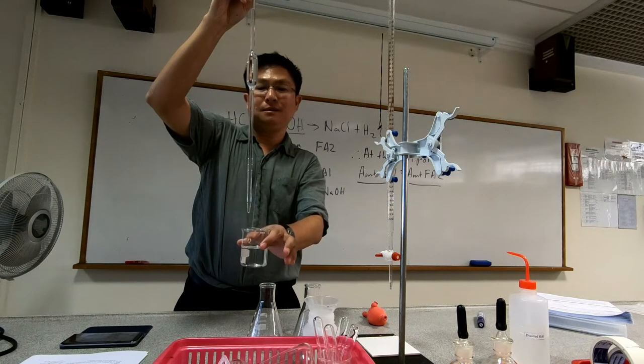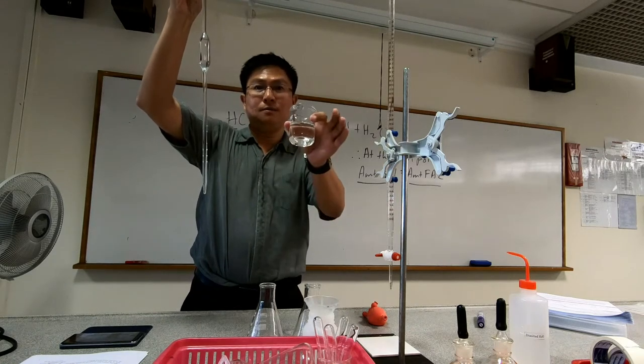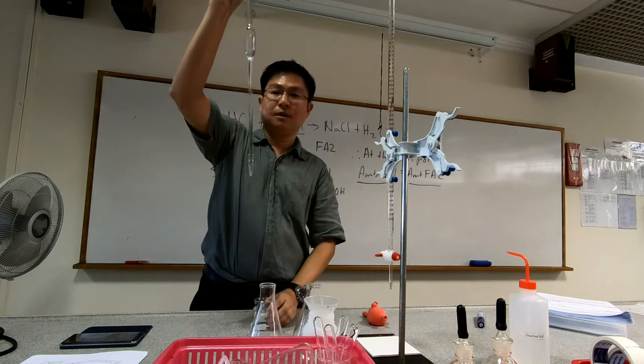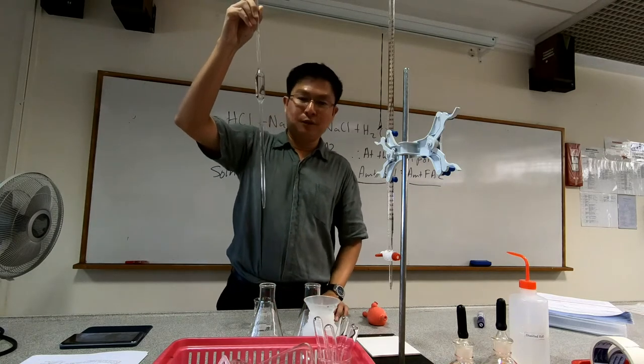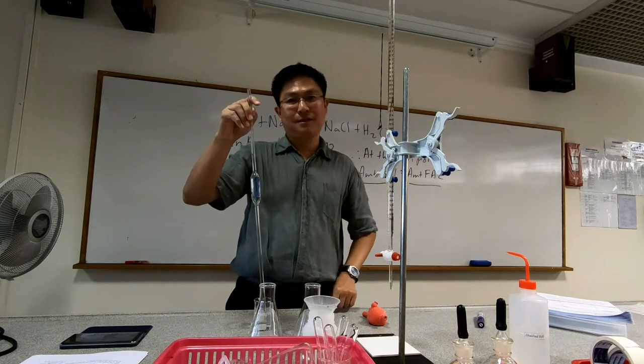When this is done, I touch the side of the pipette to the wall. Now this contains 25 cm³. And we shall put it into flask number 1.